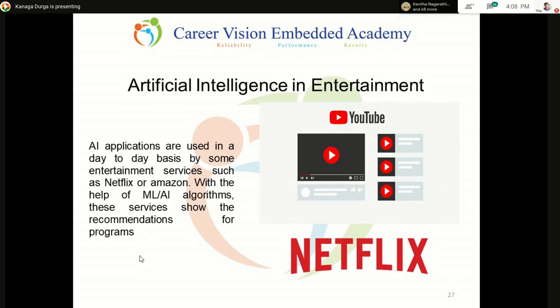So this is how ML algorithms are used to analyze the data of your neighbors and your own preferences, and come up with new suggestions, so that you are tempted to watch that new movie, and so on, and they increase their number of watches. So this is how ML is used in entertainment.